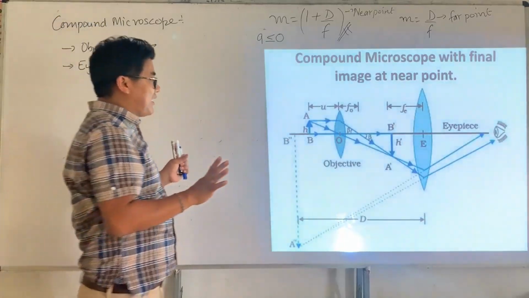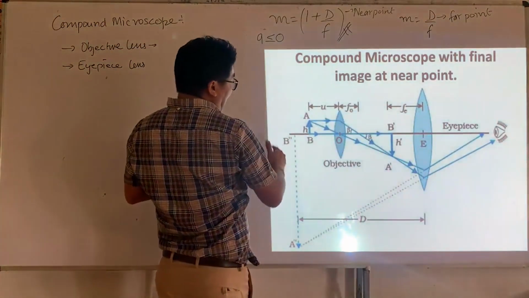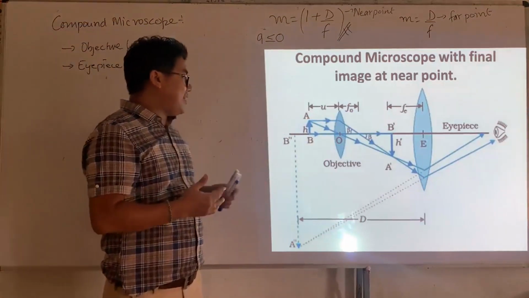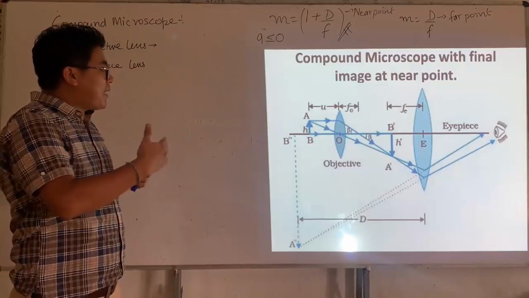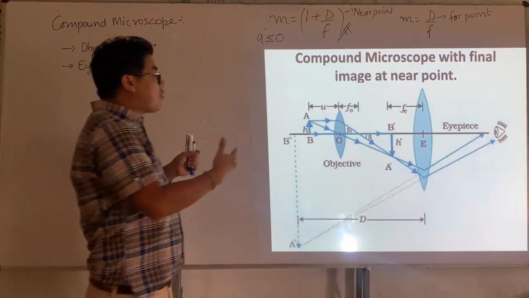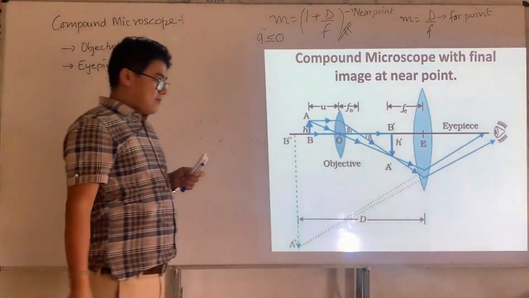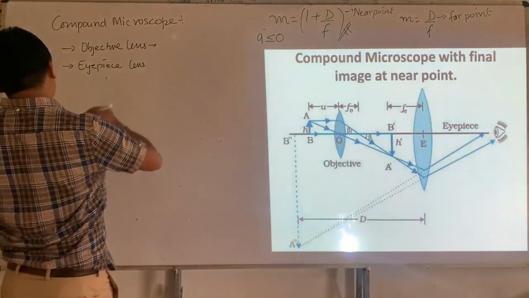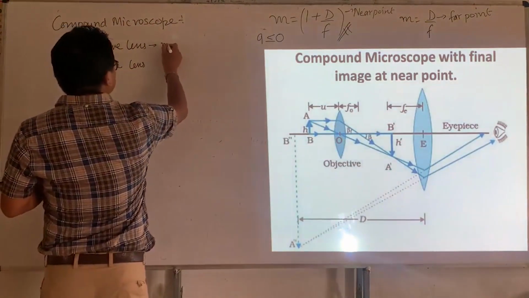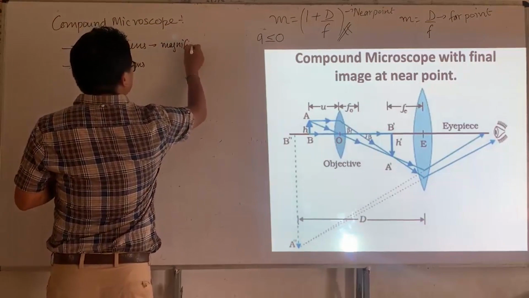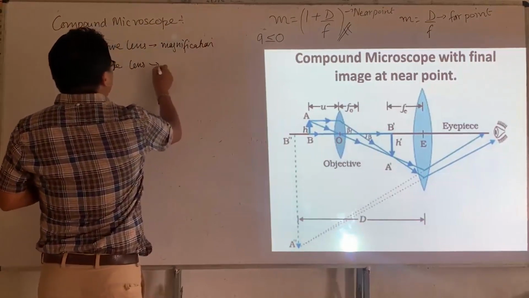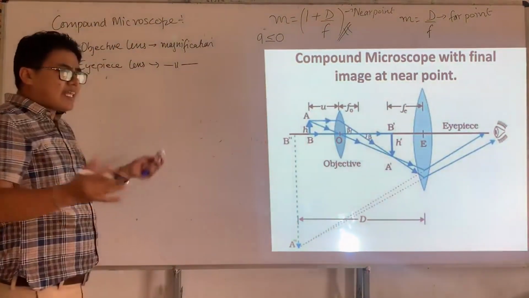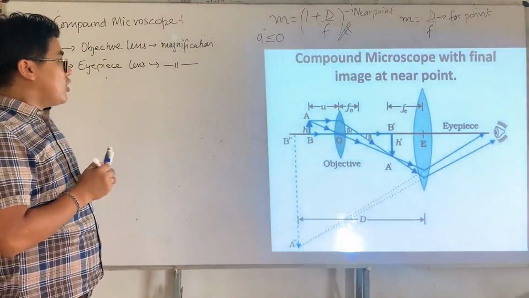Now look at it, it is something like this. I'm going to keep the object very close to the objective lens, but not less than the focal length, and we are going to get an enlarged image. So we are going to find out the magnification for the objective lens, and then the magnification for the eyepiece, and then we are going to club them together.